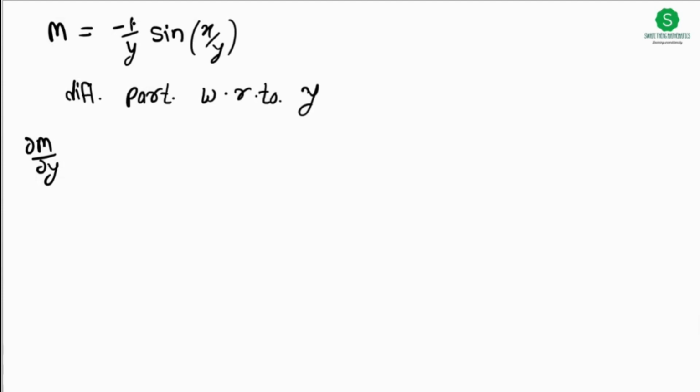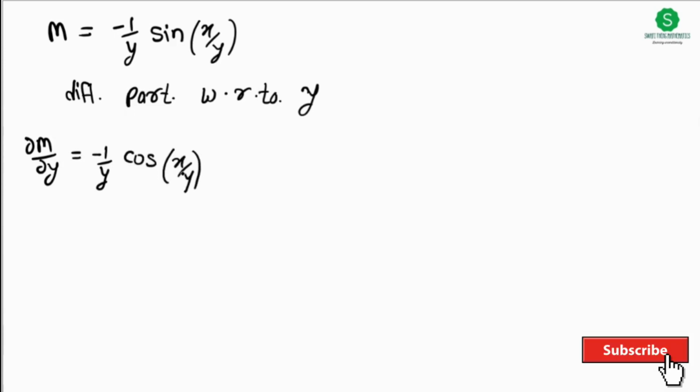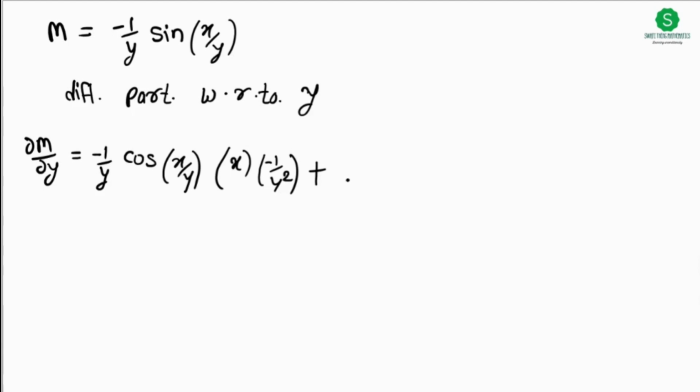So del m by del y is equal to, applying the product rule, the first term minus 1 by y as it is, derivative of sine is cos x by y, and again the derivative of the angle term, because the angle is again a function. Angle term x as it is, derivative of 1 upon y is minus 1 by y square, plus the second term sine x by y as it is, times the derivative of the first term. The first term is minus 1 by y and its derivative is 1 upon y square.